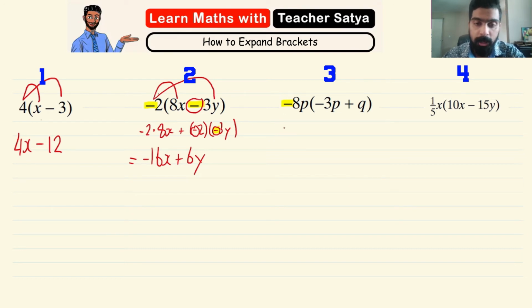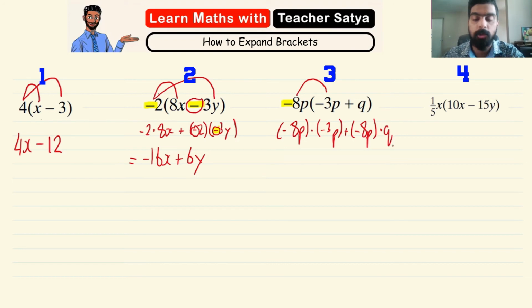So what do we have here? We have negative 8p multiplied with negative 3p, plus negative 8p multiplied with q. Negative 8p multiplied with a positive q, so we just write it as q. Now let's write the final answer here. Negative 8p multiplied by negative 3p. Let's first multiply the numbers. Negative 8 times negative 3 is going to give us positive 24. So let's just write it as 24.